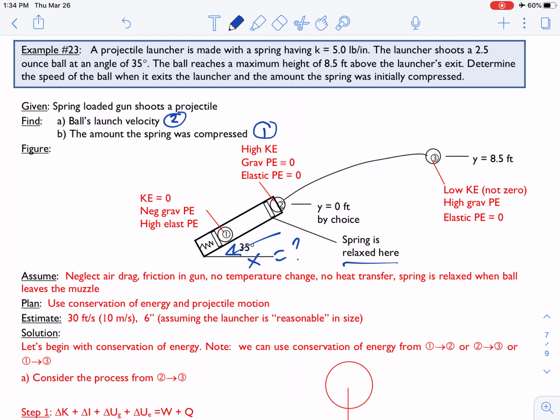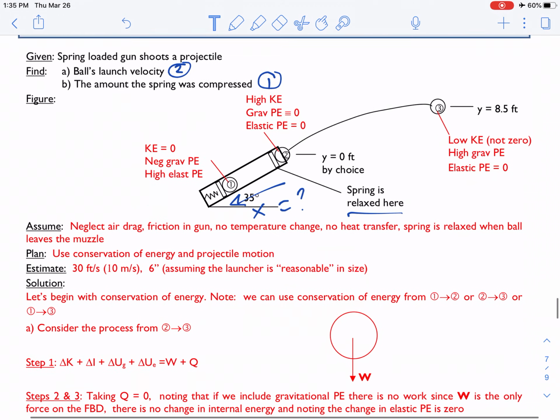First off, let's start with the assumptions. We are going to neglect air resistance and the friction in the gun, in the air; there's no air resistance either. Later on, I also talk about this, but there's no temperature change, no heat transfer, and the spring is relaxed at point 2 when the ball leaves the muzzle, so there's no more stretch or compression at point 2, and we will make use of that information, okay?